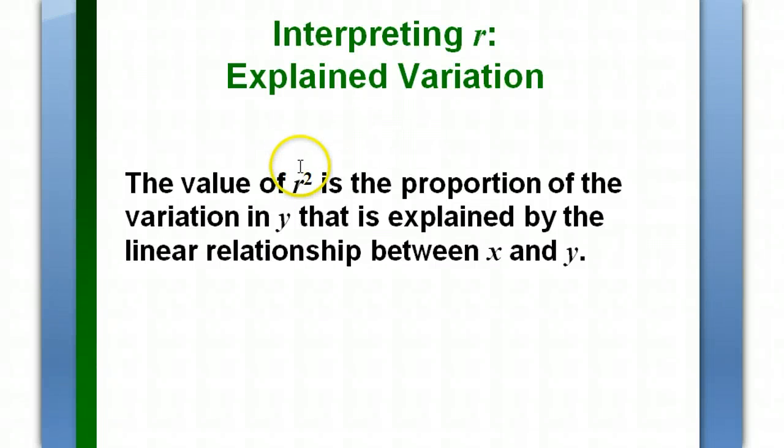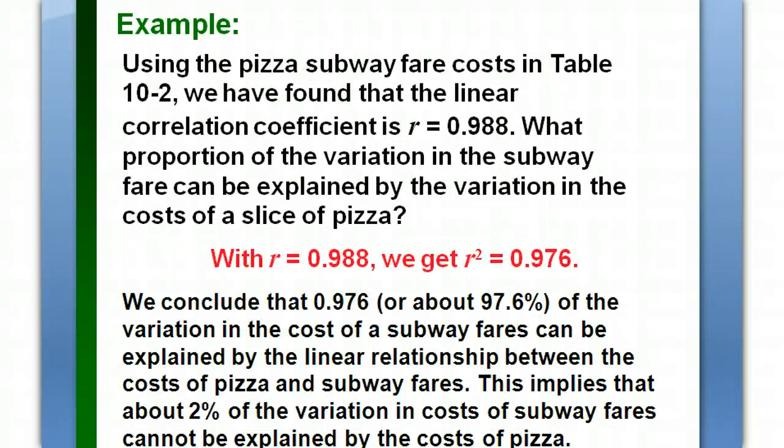Alright, R squared. If we square an R value, it basically gives us a proportion of the variation that is explained between X and Y by some linear relationship. So in that previous example we did, we got an R value of 0.988 when we're talking about pizza prices and Subway fare. So if we square it, we get 0.976, which we would roughly interpret as around 97.6% of the variation in the cost of a Subway fare can be explained by the linear relationship between the cost of pizza and Subway fares.